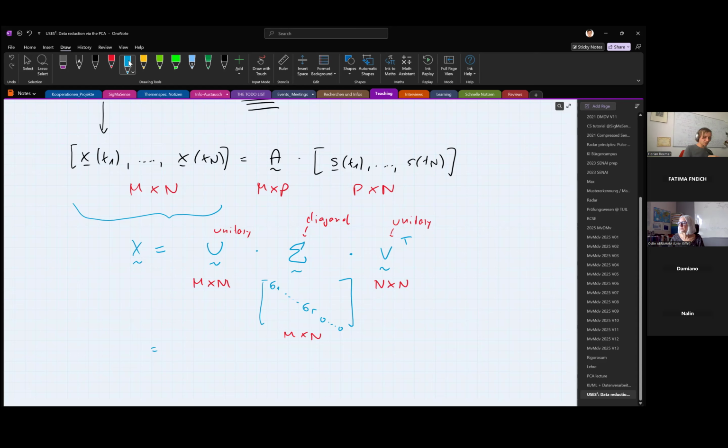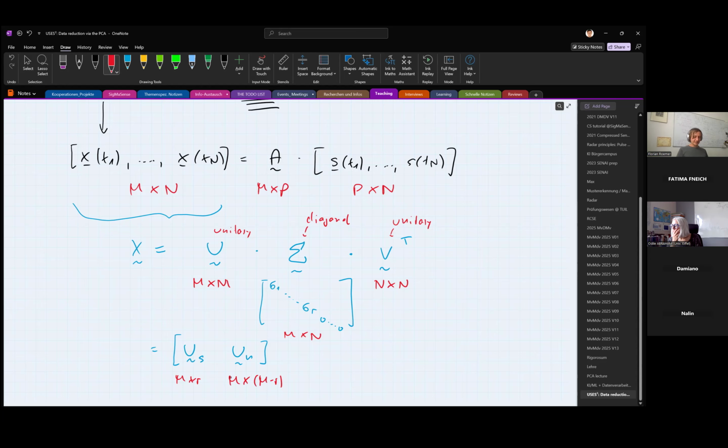This matrix U can be partitioned into 2 submatrices. So I can say, let me consider the first R columns, m by R. This I'm going to call US. And let me consider the remaining columns, UN. And this will be m by m minus R.